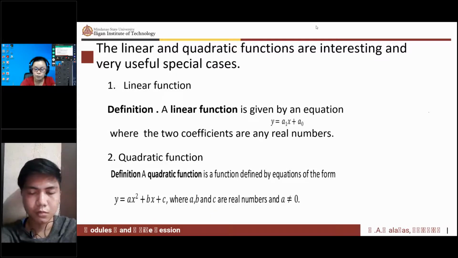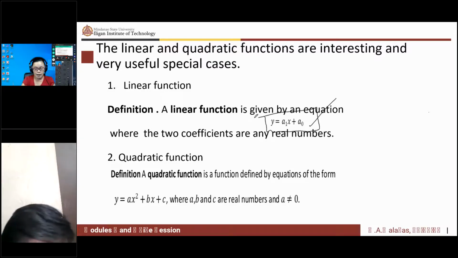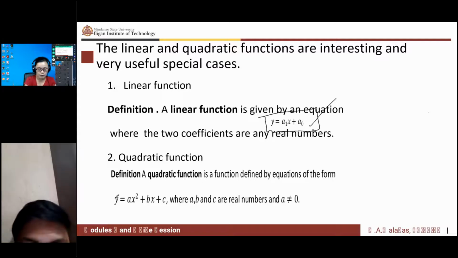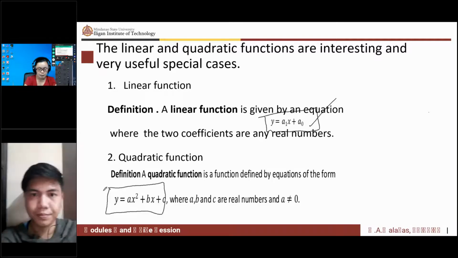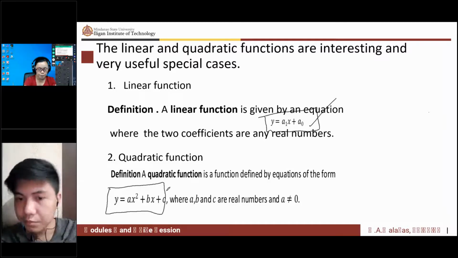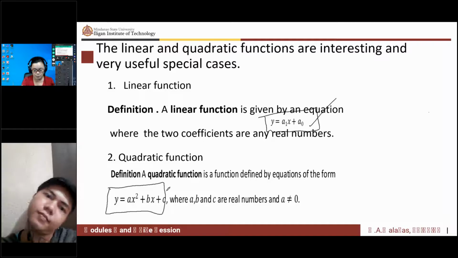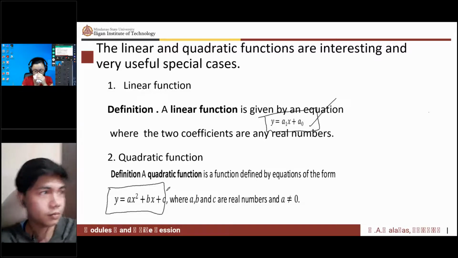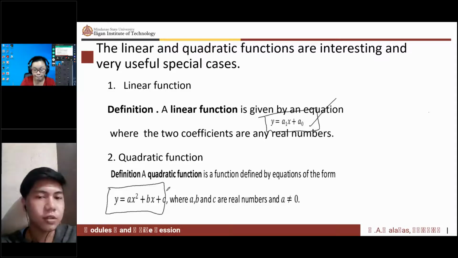Of course, you take note of the defining equation. A linear function is given by this equation, and this equation has a graph that is a line. And then we also have the quadratic function whose equation is given in this form: y equals ax squared plus bx plus c, where a is not 0, and a, b, and c are constants.